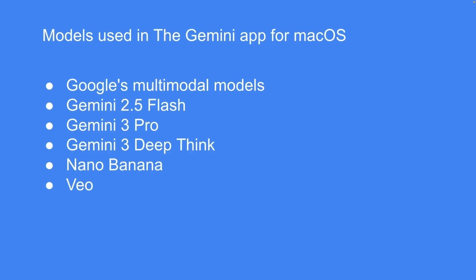Nano Banana, a native image generation and editing model. Veo, Google's video generation model, creates video clips. Lyria, used for music creation, including full-length songs with complex structure or short loops.